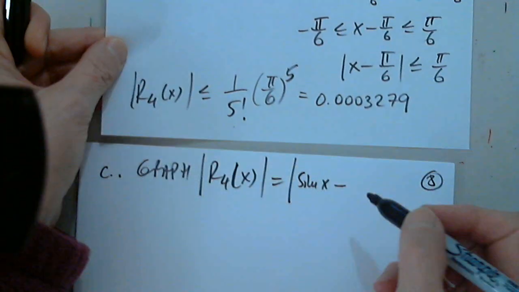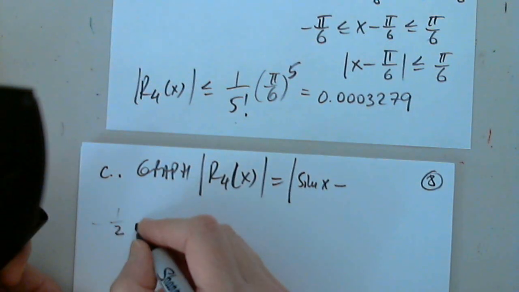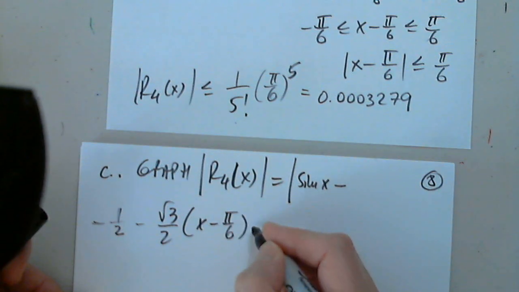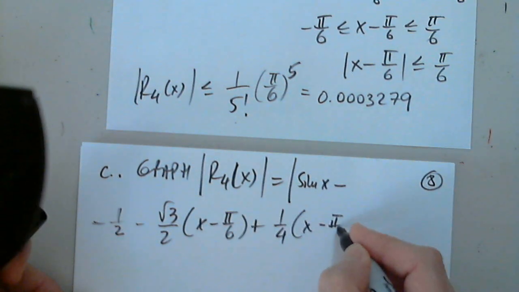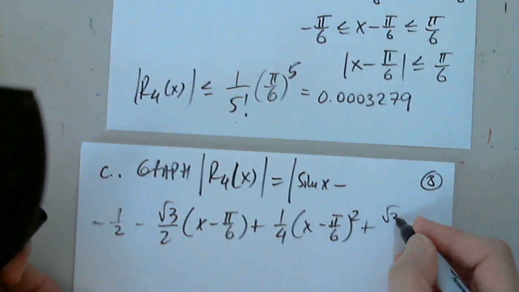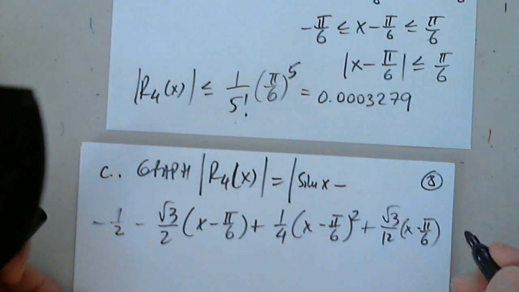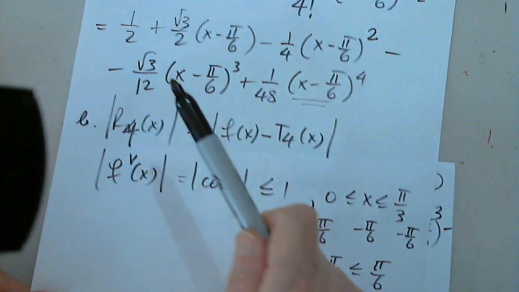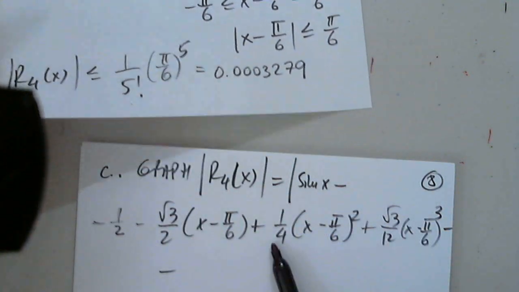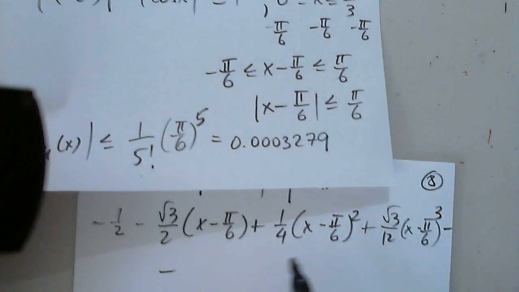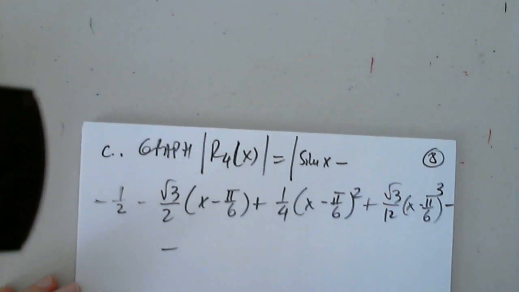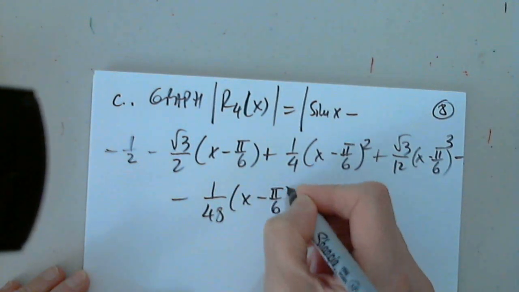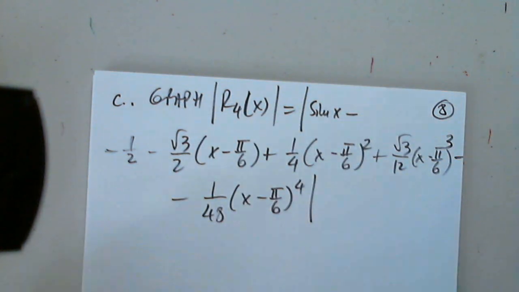I'm going to write it here: minus 1/2, minus the square root of 3 over 2 times x minus pi over 6, plus 1/4 times x minus pi over 6 squared, plus the square root of 3 over 12 times x minus pi over 6 to the 3rd power, and minus, so let me make sure I put minus, minus, plus, yes, minus, minus, plus, and then plus and minus, correct. And the last one is 1/48 times x minus pi over 6 to the 4th power. You have to enter it exactly like this, and I did.